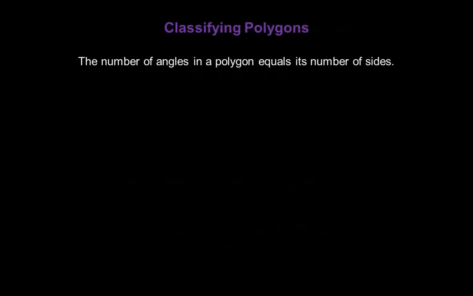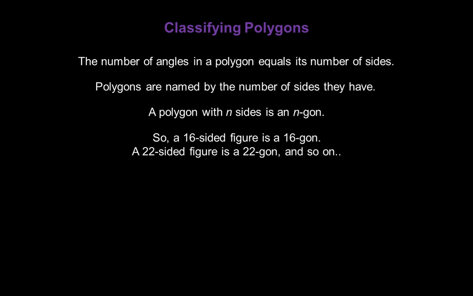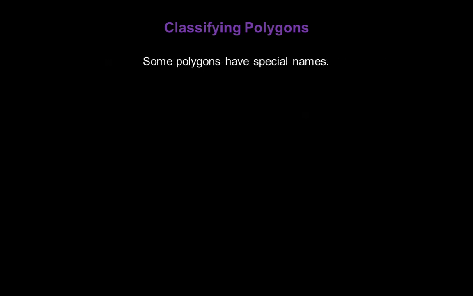The number of angles in a polygon equals its number of sides. Polygons are named by the number of sides they have. A polygon with n sides is an n-gon. So what we're saying is a 16-sided figure is a 16-gon. A 22-sided figure is a 22-gon, and so forth.